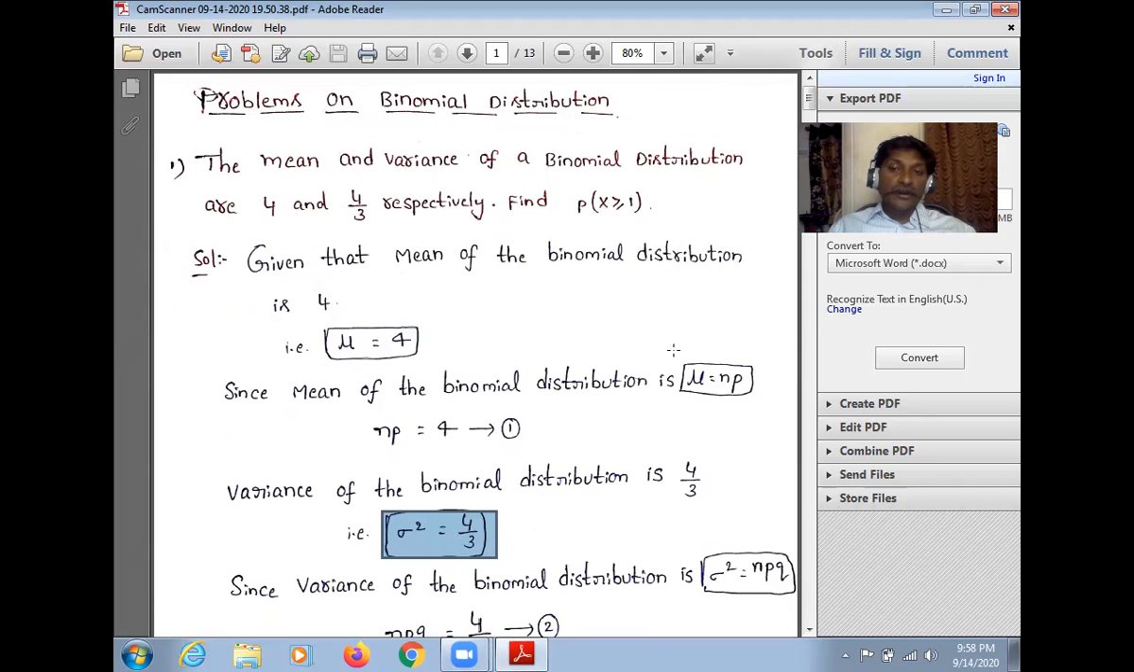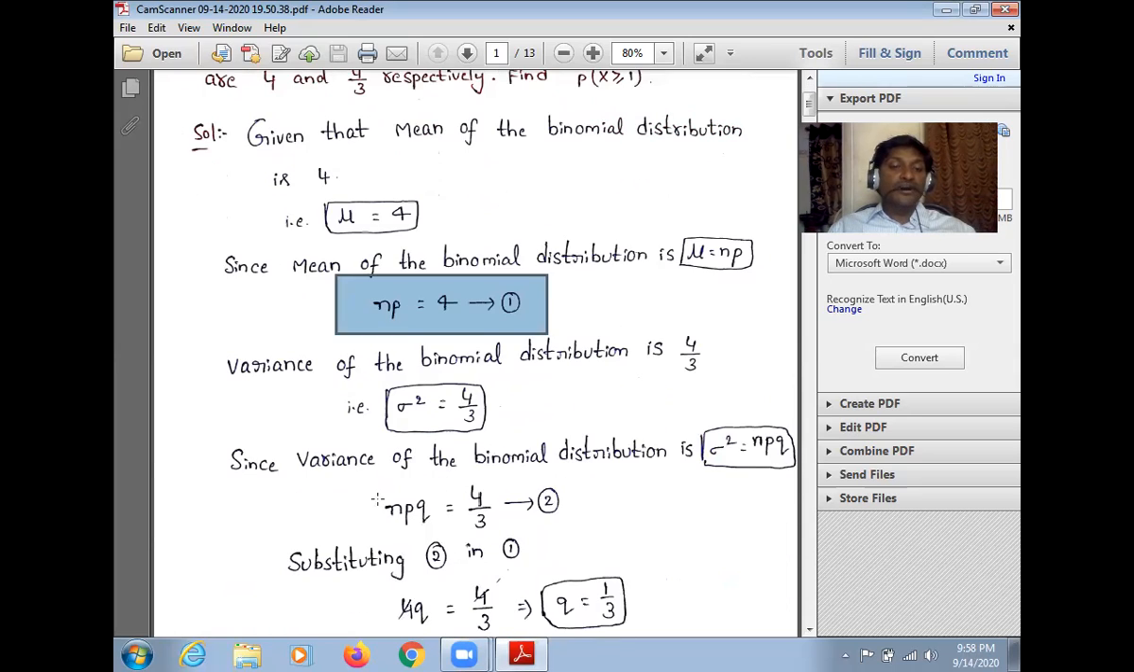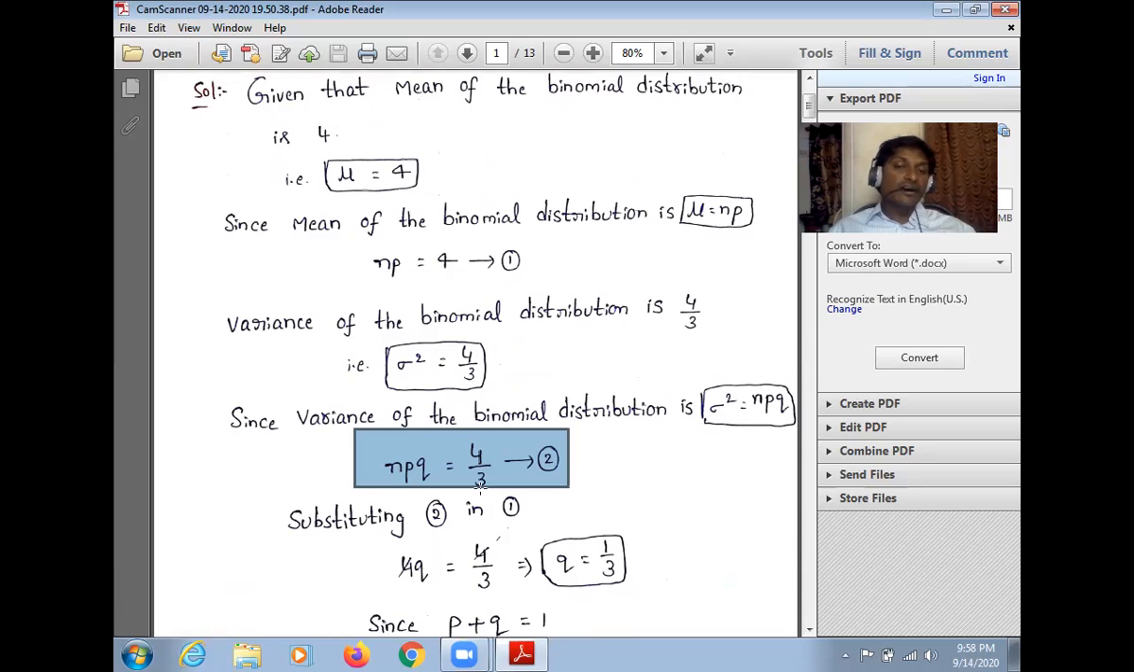But we know that the mean of the binomial distribution is mu is equal to np, and the variance of the binomial distribution is sigma square is equal to npq. So by using this, we simply write np is equal to 4 and npq is equal to 4 by 3. After writing these two, equations 1 and 2, we have to calculate n, p and q. Here I used equation 2 for getting q. For that, I substituted np as 4 and then calculated.